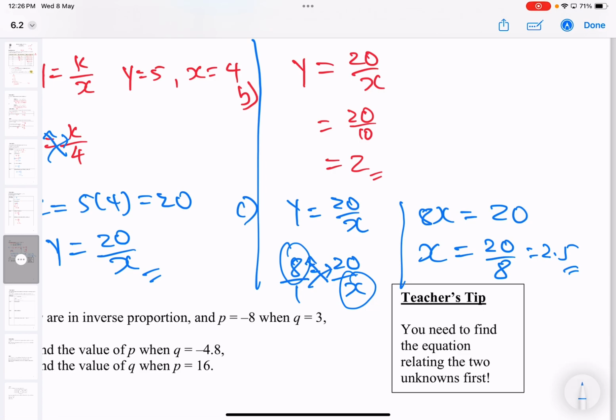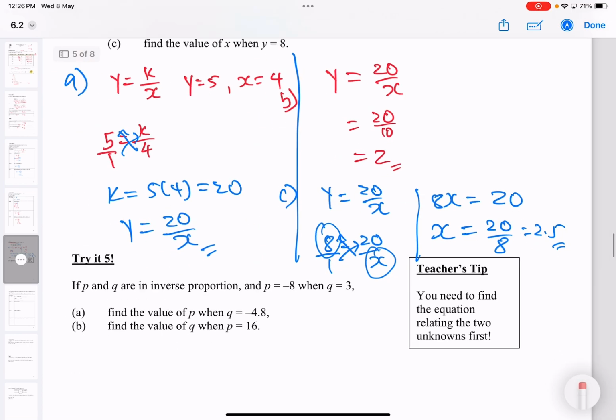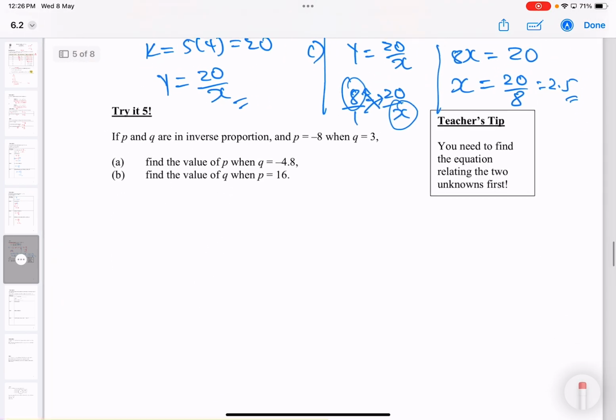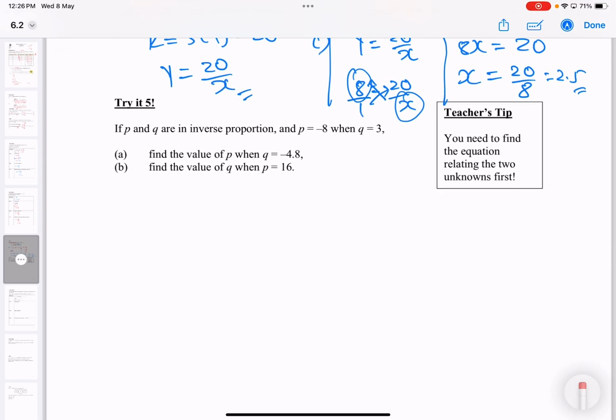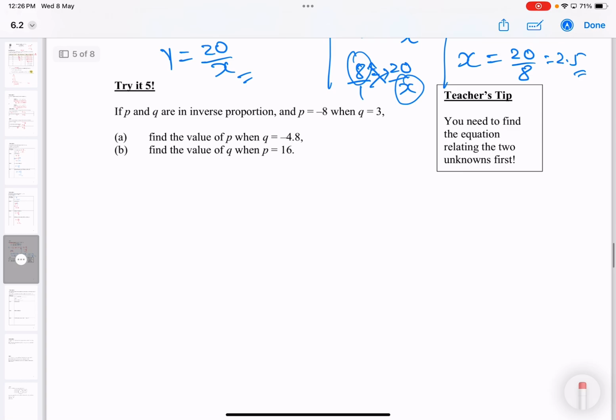Can you try the next one totally by yourself? Try question 5. Okay, we are almost at the end already. You gotta try by yourself, huh? Direct proportion, indirect proportion is not that difficult. I know some of you get very scared when you look at problem sums, but you break it down slowly.